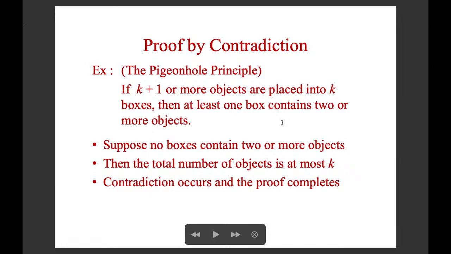So what does that mean? It means that even if we have k plus 1 or more objects, and even if we have k boxes, there is a scenario where every box contains 1 or fewer objects. Now this is nonsense. The reason is that if every box contains 1 or fewer objects, then the total number of objects cannot be k plus 1 or more. So in that case, we get a contradiction.